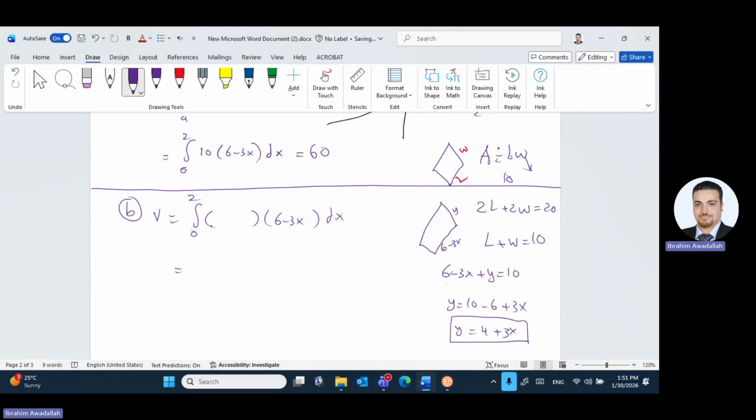So only come here and write 4 plus 3x. You will compare this and this. Say, what is the 10? The 10 was the highest, but now they say the parameter, all of it 20, so we find the equation. It's not an easy question.